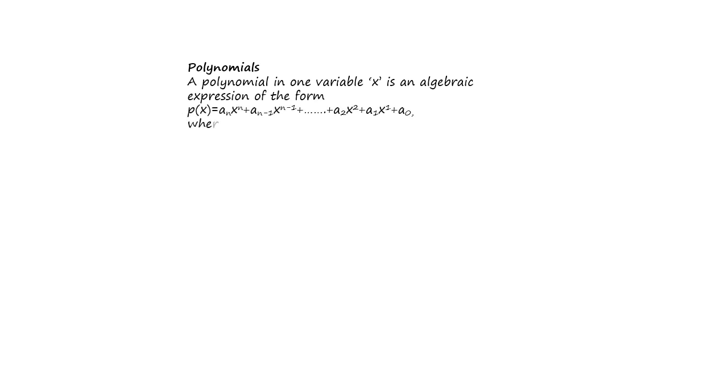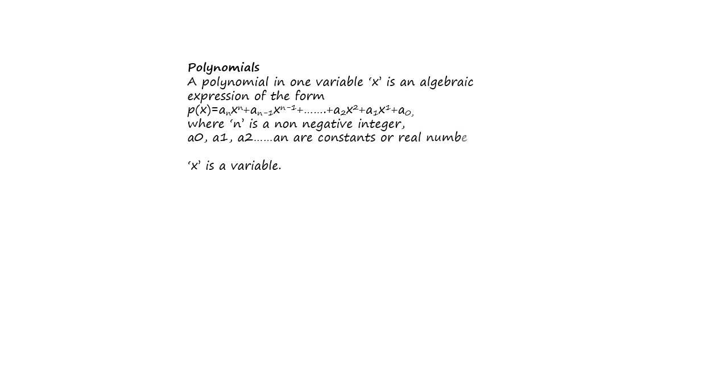Friends, let's talk about polynomial. Now, what is polynomial? The definition says a polynomial in one variable x is an algebraic expression of the form p(x) = a_n x^n + a_(n-1) x^(n-1) + ... + a2 x² + a1 x + a0, where n is a non-negative integer, and a0, a1, a2, up to an are the constants or the real numbers. These real numbers are also called the coefficients, and x is a variable.